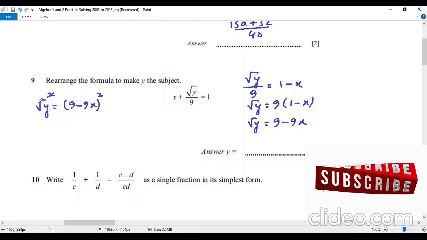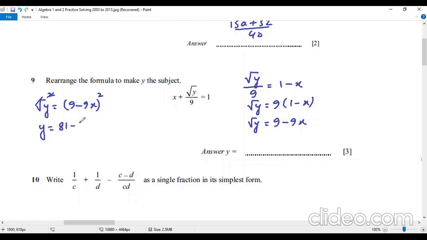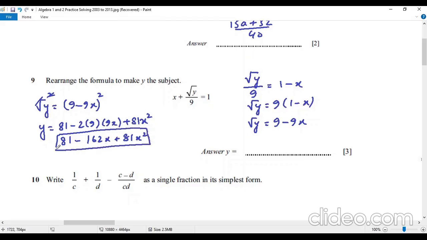So y equals 9 minus 9x, all squared. The square and the square root will cancel. So the value of y is going to be, using the a minus b squared formula, 81 minus 2 times 9 times 9x plus 81x squared. So this gives us 81 minus 162x plus 81x squared. This is going to be the final answer, and you get full marks for this working.